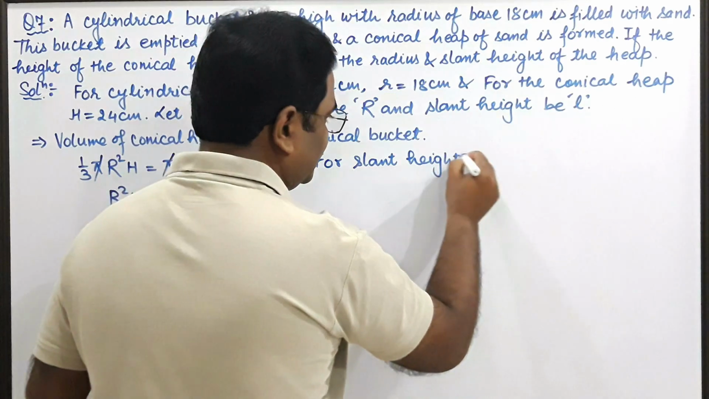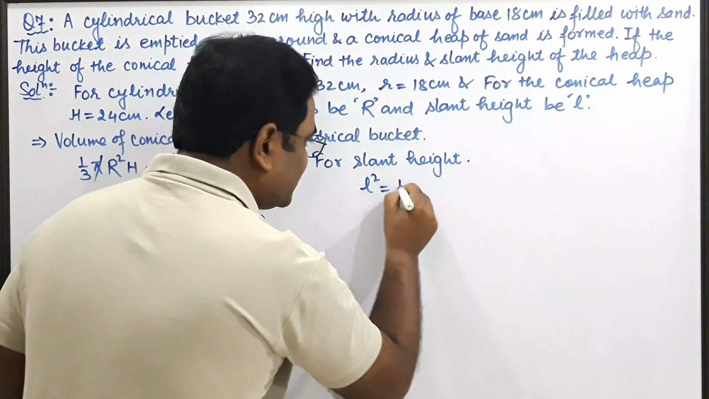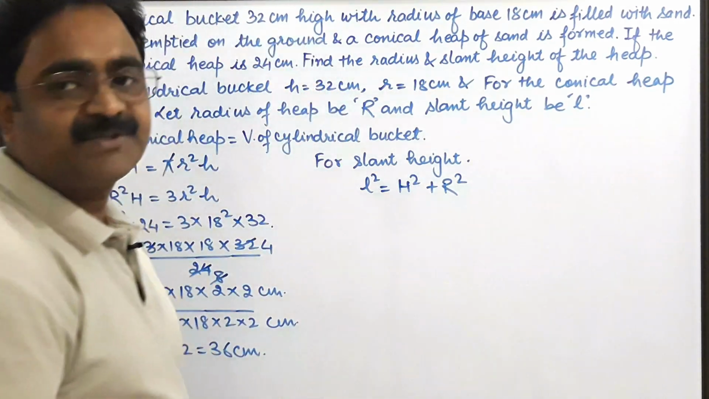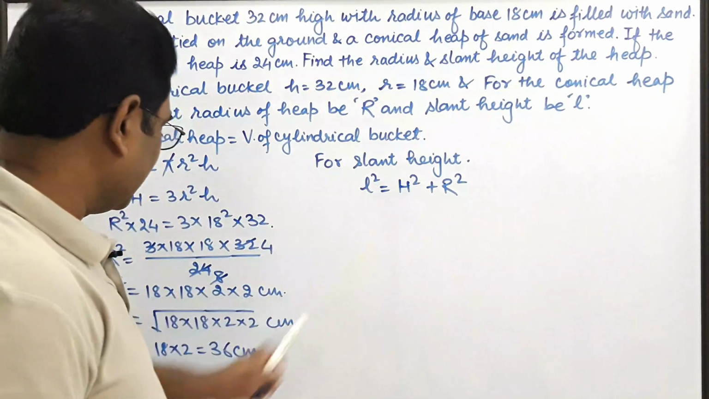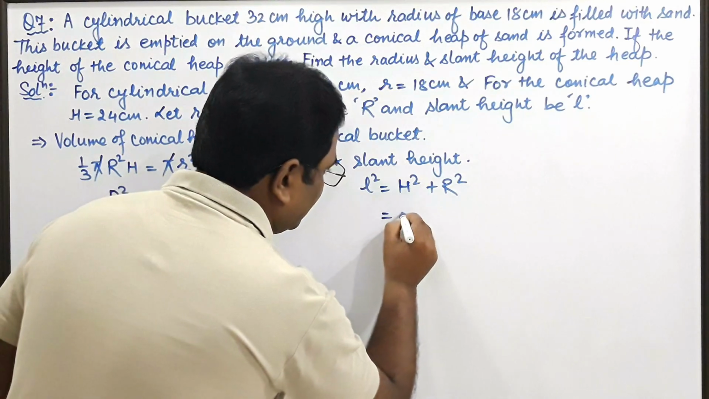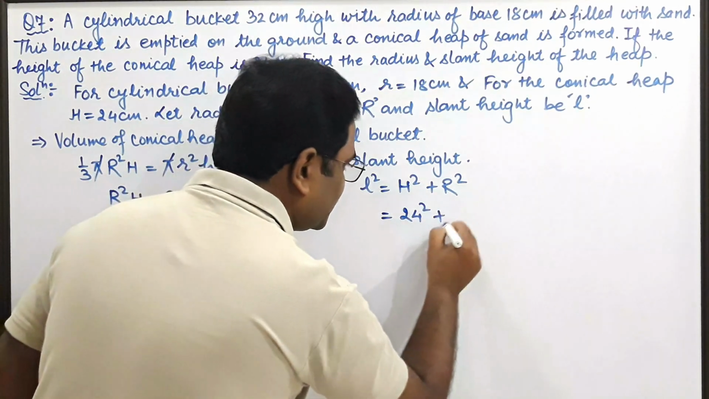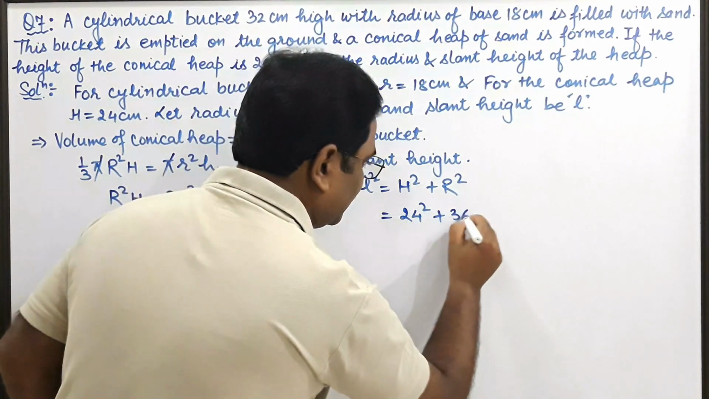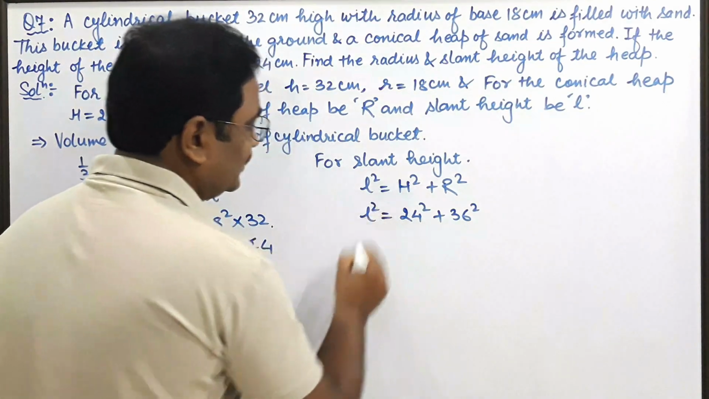For slant height we know that L square is equal to h square plus r square. Now substitute the values. Capital H is 24 centimeter and r is 36 centimeter. So L square is equal to 24 square plus 36 square. This is the value of L square.